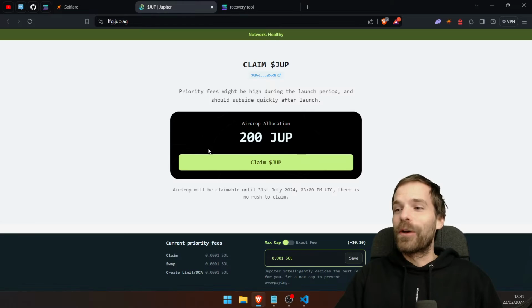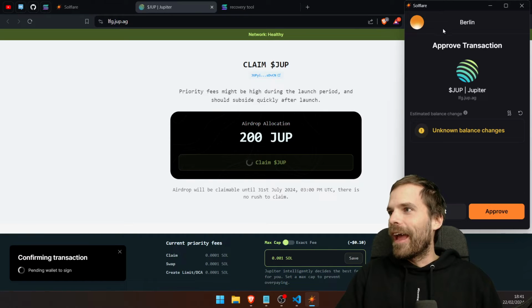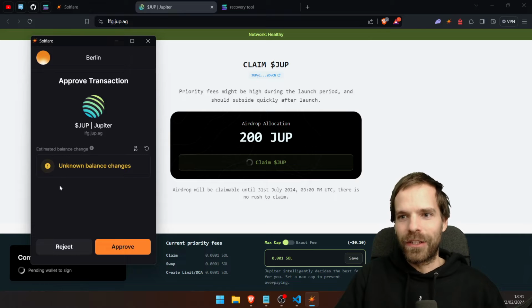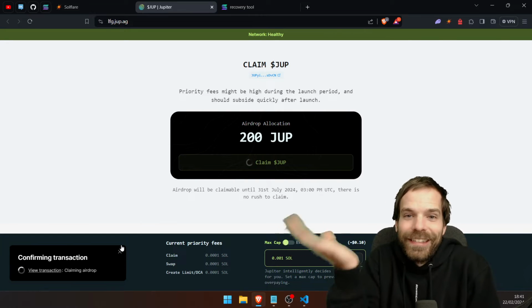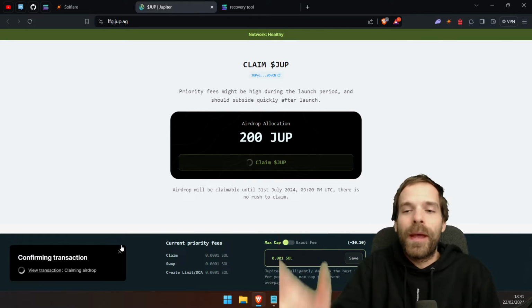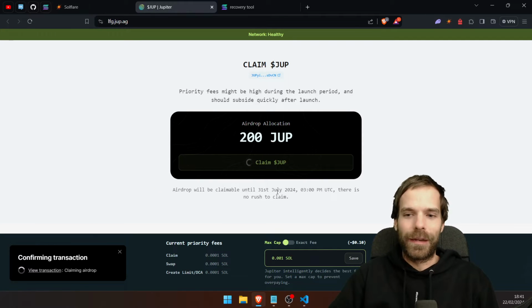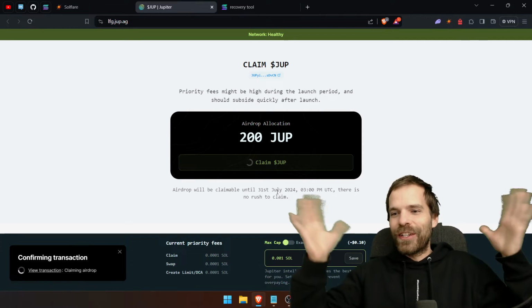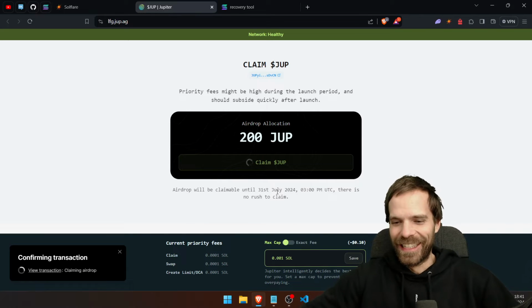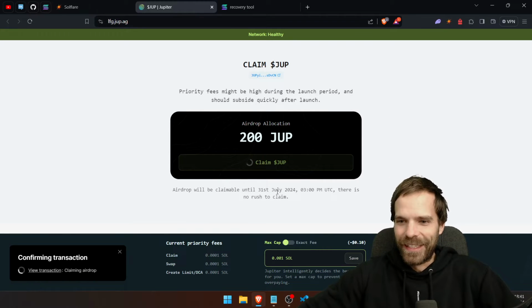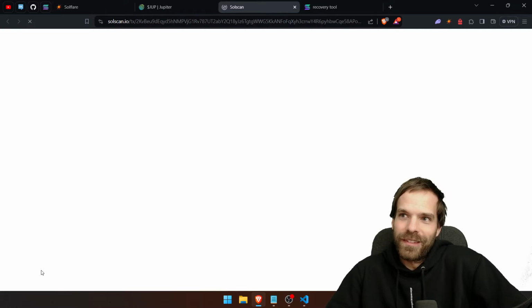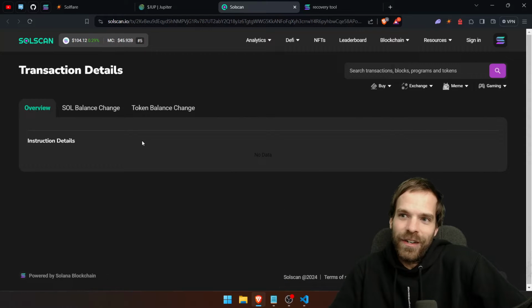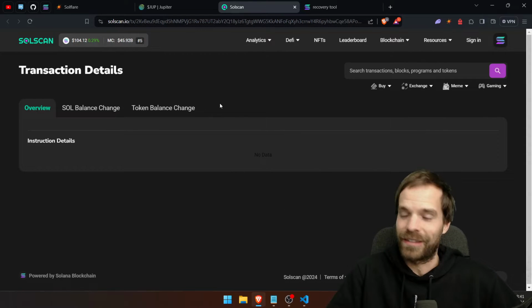Because now I can go here, claim my Jupiter airdrop, and it will tell me unknown balance changes because, well, it will just not work. Even if I approve this, I cannot sign with this wallet. Well, I can sign, but I can't fee pay with this wallet anymore. So it does not work anymore. This is now officially a broken wallet. Bricked wallet. It will not be able to confirm because I cannot pay for this. So this will not exist ever. It's not a transaction because this cluster won't accept it.